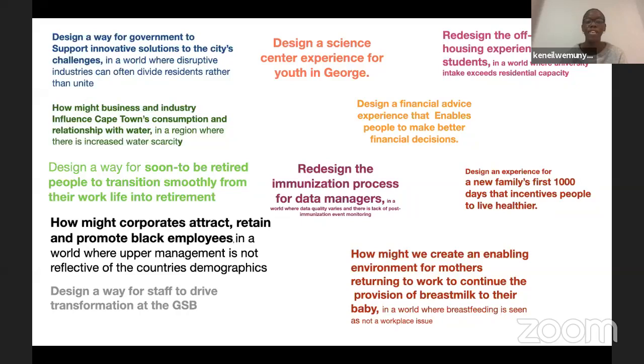So for example, designing a way for government to support innovative solutions to the city's challenges in a world where disruptive industries can often divide residents rather than unite them. This was a project that we did with the Western Cape government to help them think about how they can support innovation that is happening around the city, whether it's individuals or institutions and organizations. In some cases, instead of waiting for government to come and fix a road or a leaking pipe, communities will take the initiative.